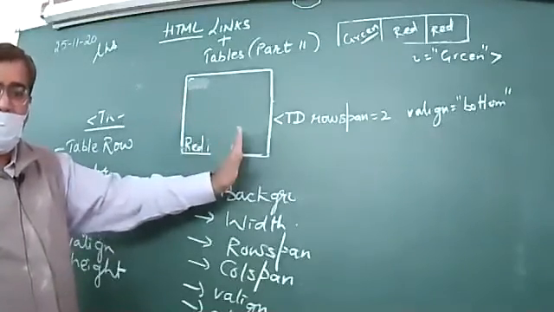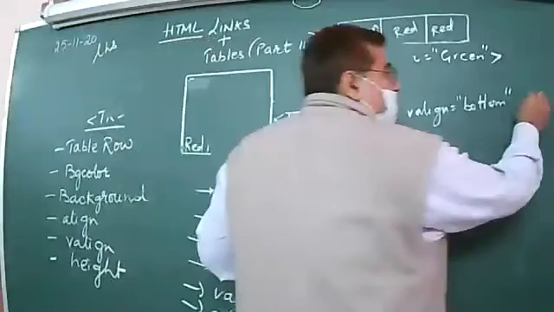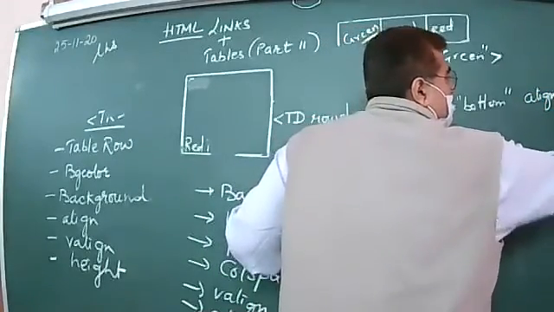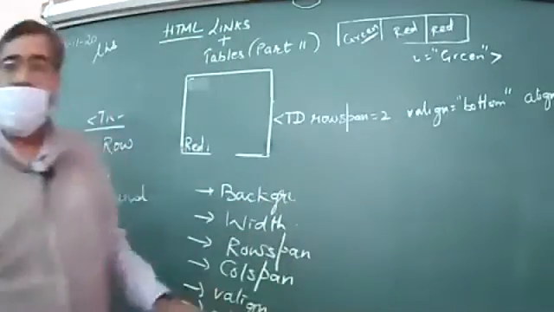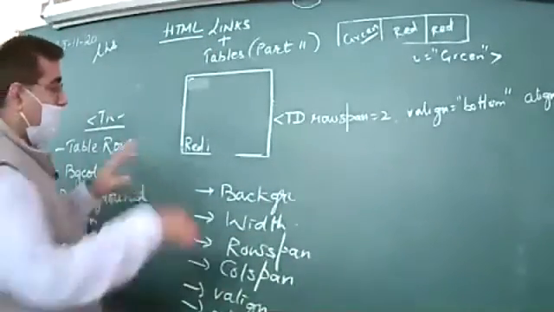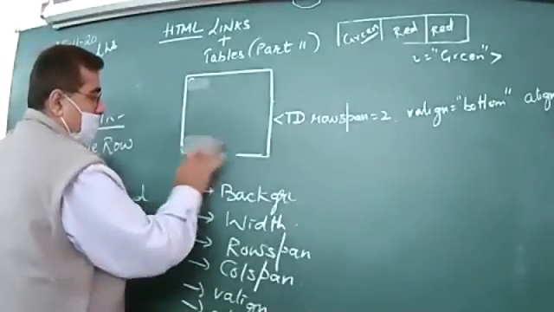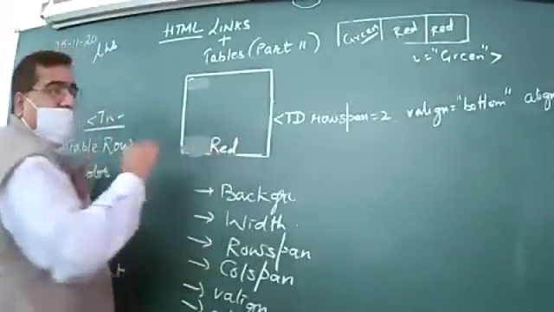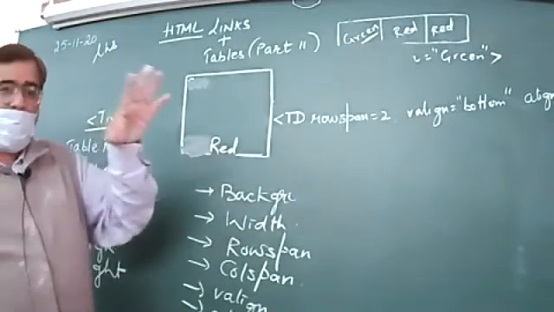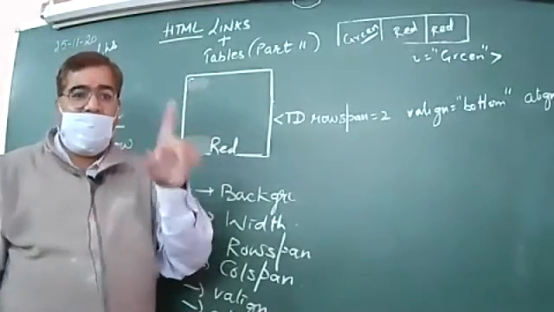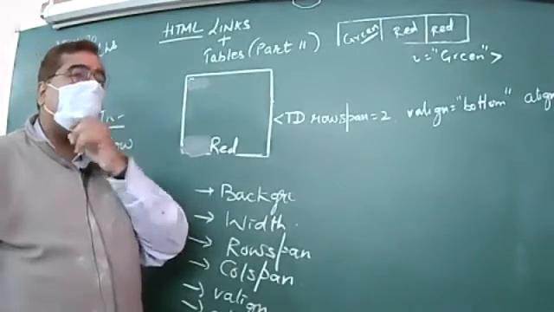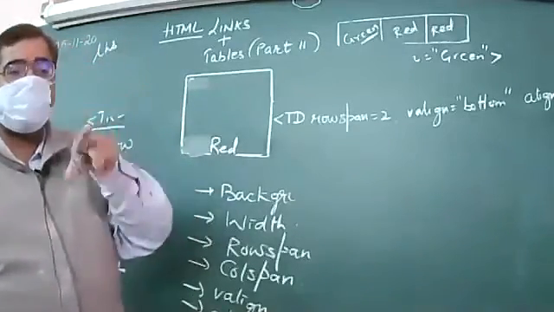To bring it in the center, you have to take align equal to center. We align and align both. Now the entry of this cell will be coming over here. So while writing the coding of table structure of HTML in the paper, make sure to carefully observe the alignment which has been given to you.